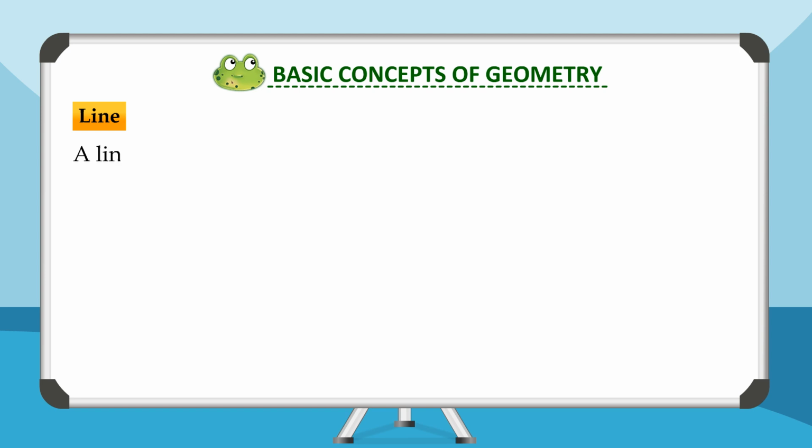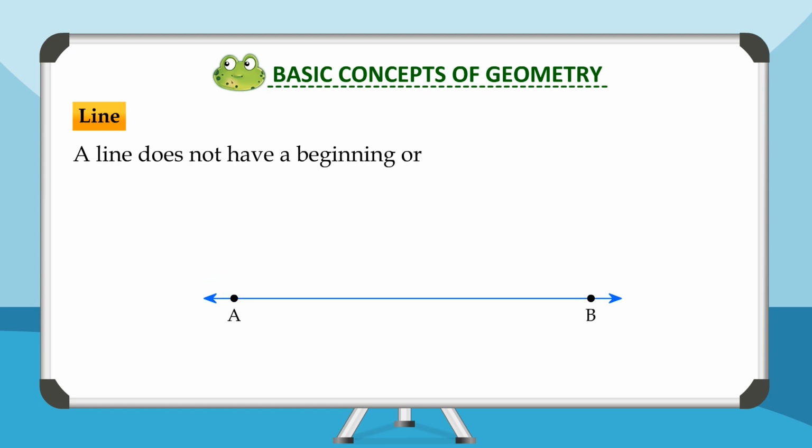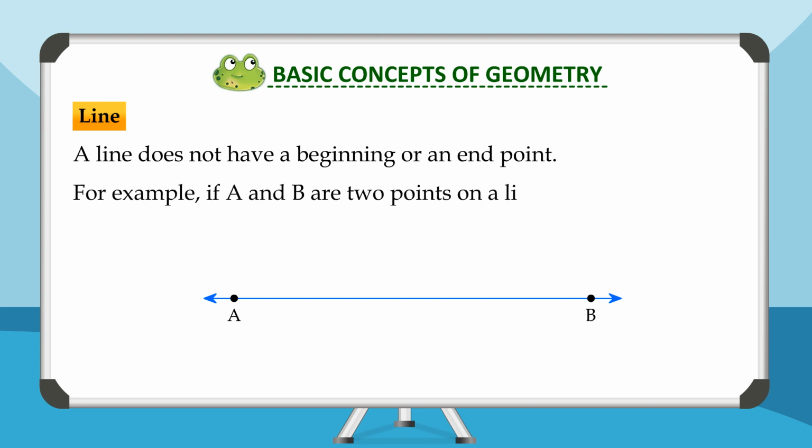Line. A line does not have a beginning or an end point. For example, if A and B are 2 points on a line, then the line is denoted by AB.